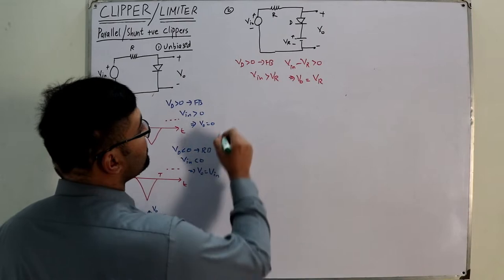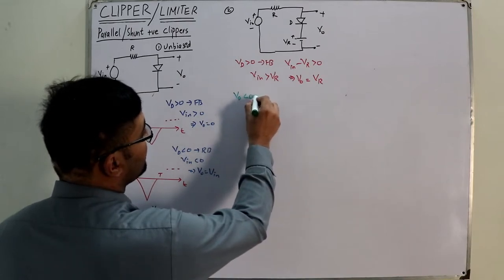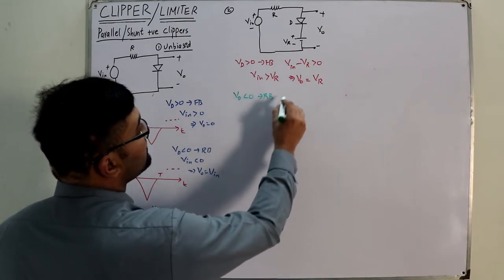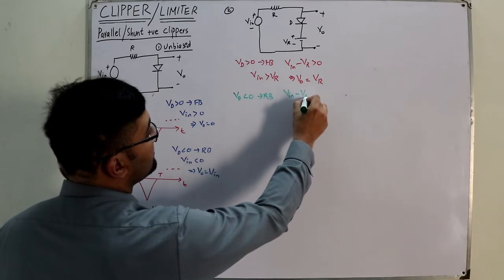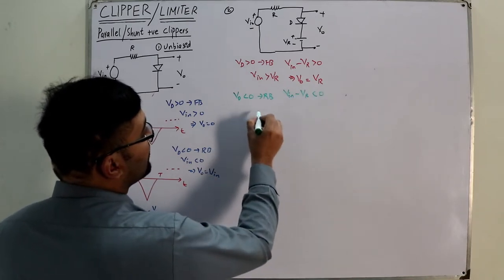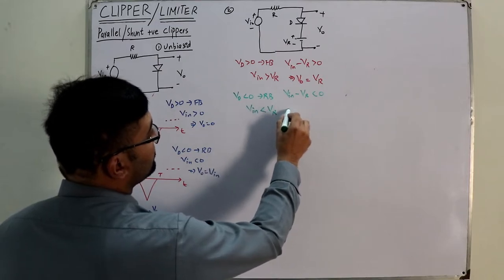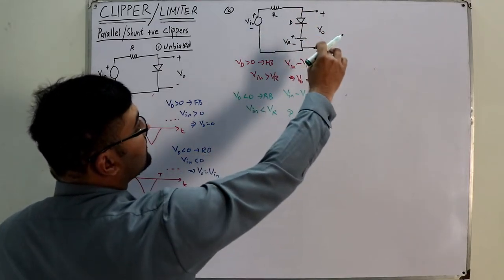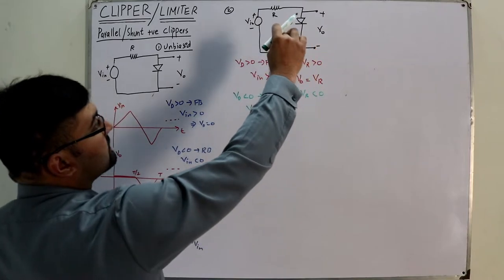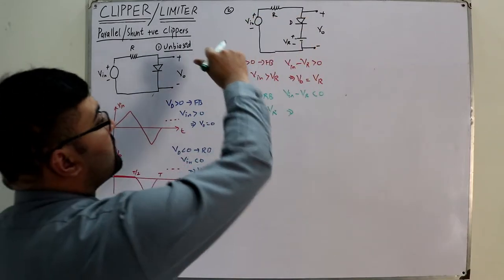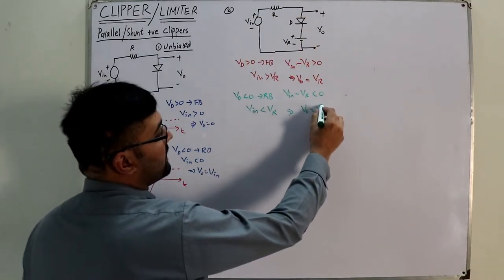Similarly, for it to be reverse biased, the voltage across the diode should be less than zero. Which means that input voltage minus the reference voltage should be less than zero, or the input voltage should be less than VR. So this would imply what? That this is an open circuit. This is an open circuit, so the output voltage is directly equal to the input voltage.